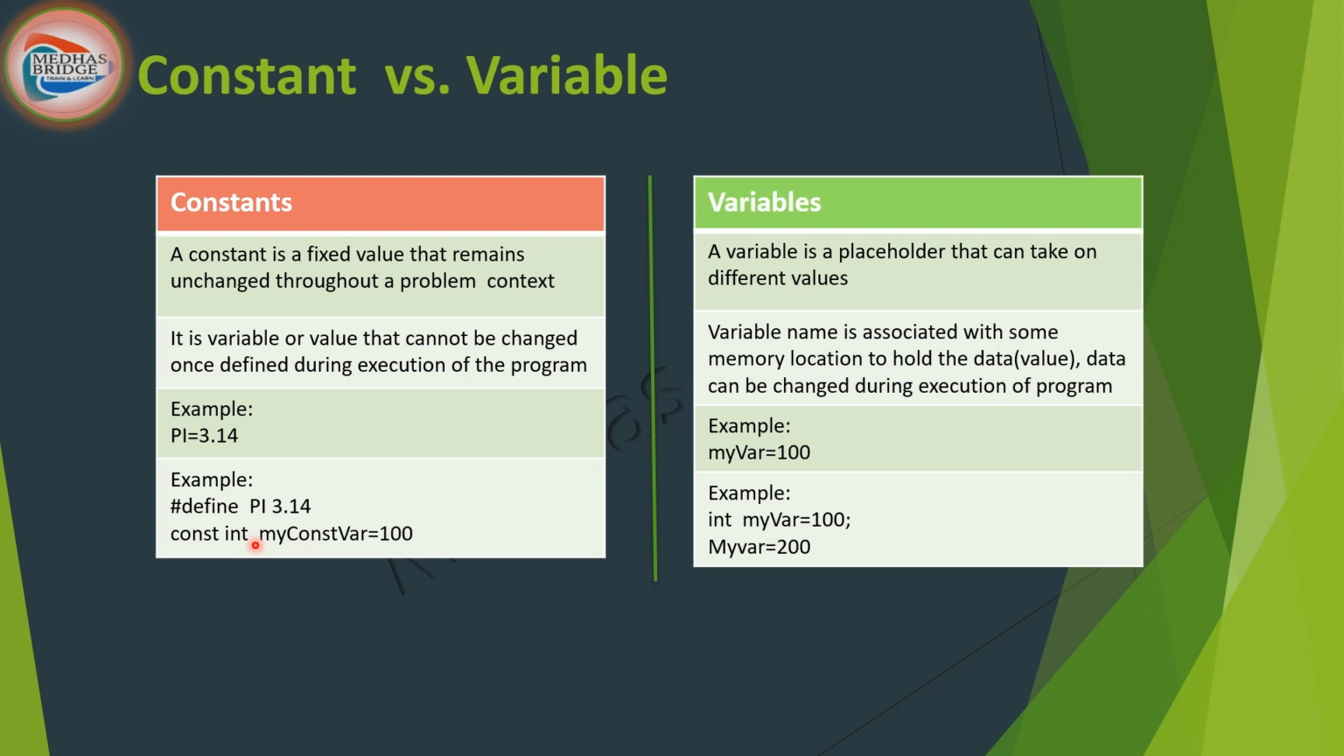Okay, we'll look at the variable. A variable is associated with some memory location to hold the data value, right? Data can be changed during the execution of the program. We require two cases, right? One, we don't want to modify the value which we define. The other, where you still can have multiple modifications. These are two features that C supports. That's why understanding the concept of constants and variables is essential for us.